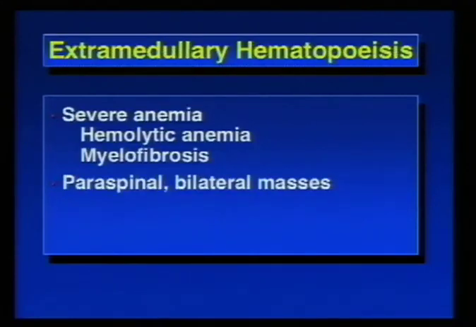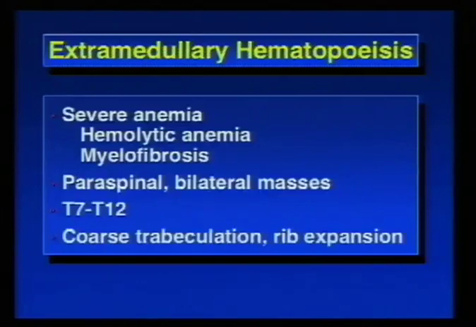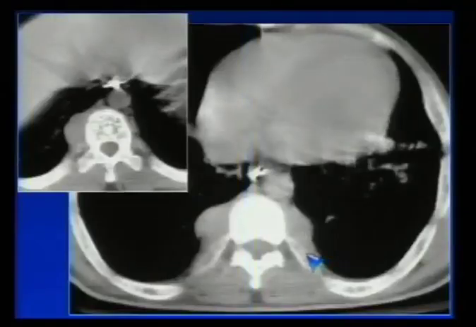Characteristically, these are paraspinal and bilateral. So in other words, they're in the posterior mediastinum. They're at the levels T7 to T12 most commonly. And you can also see, besides the masses in the bone, you can see coarse trabeculation and rib expansion. So this is an example, very hard to see on the plain film. It's right here. But I wouldn't expect you to get that, especially since I didn't get it.